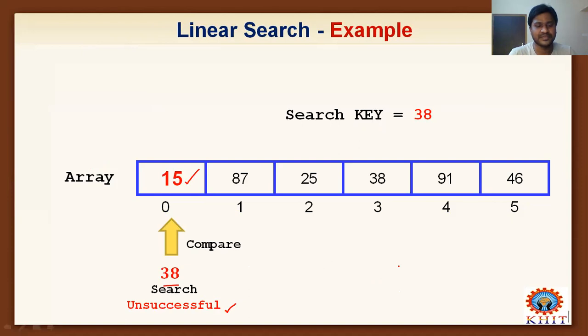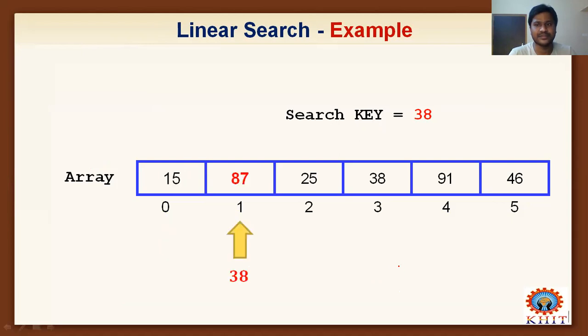Got it? Then what does it do? It goes for searching another index. Next index is one. So here it goes to 87, second index position, and it compares both this 38 and 87, and both are not matched. So match not found. Then search is unsuccessful.